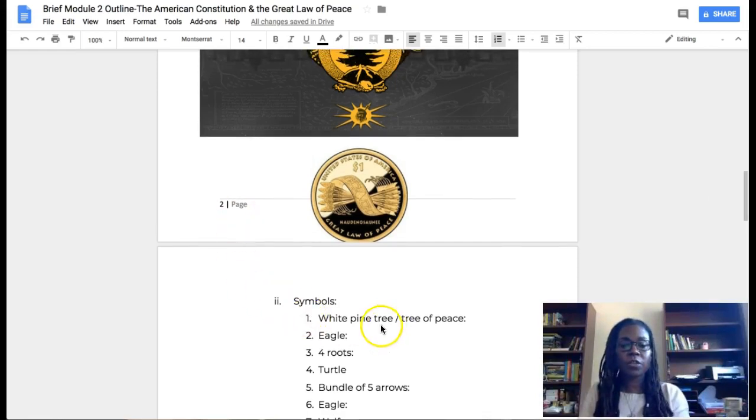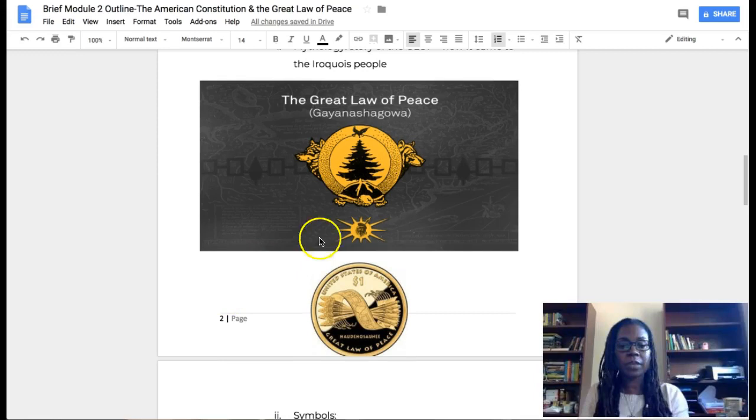So to start, there's the white pine tree or tree of peace. This tree is the white pine tree, and it symbolizes the great law of peace itself, the peace that all five of the tribes created when they came together. It's also said to represent the shelter of peace, so that as long as the tribes shelter under the branches of the tree, they would be protected by the great law of peace.